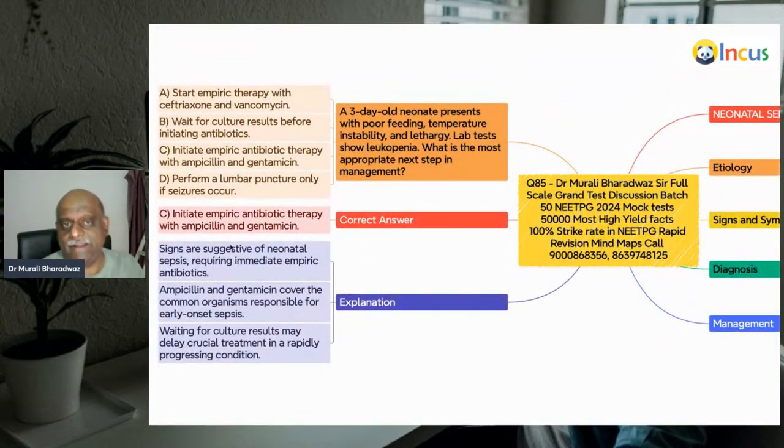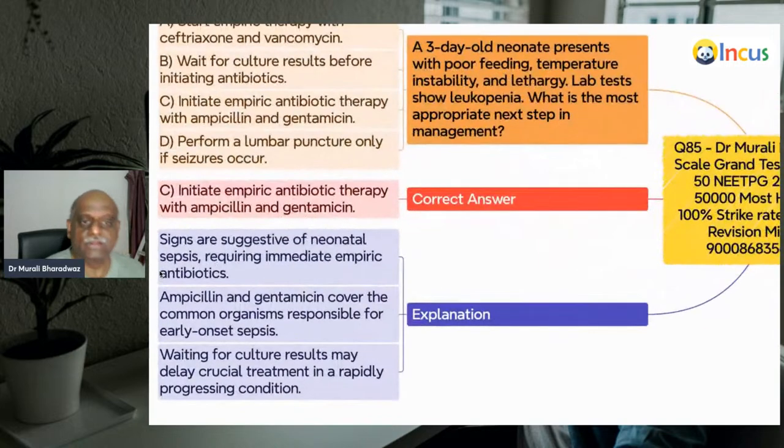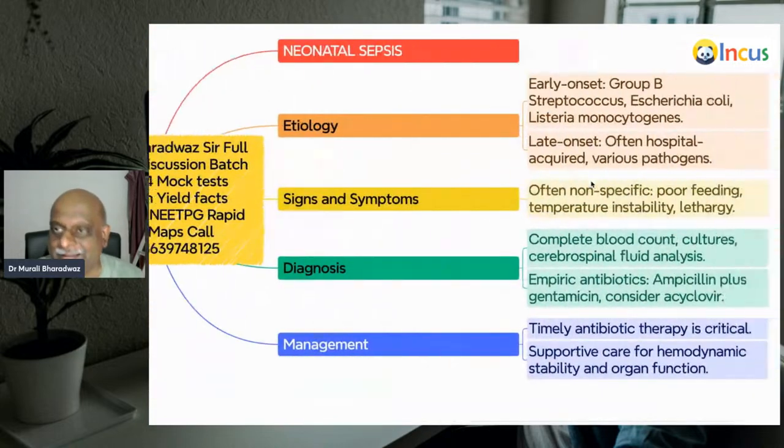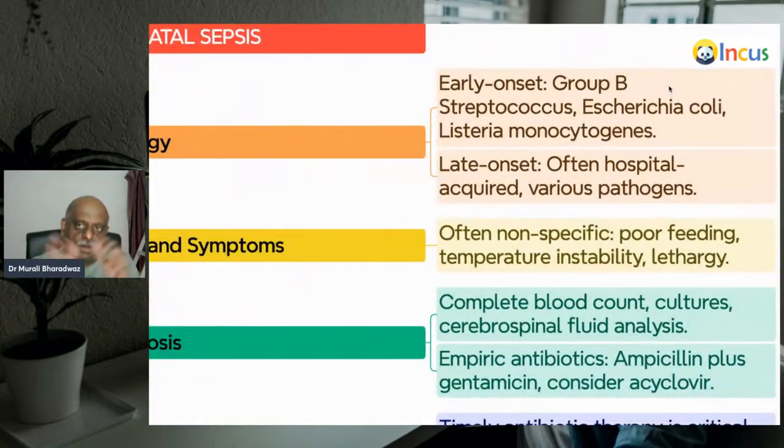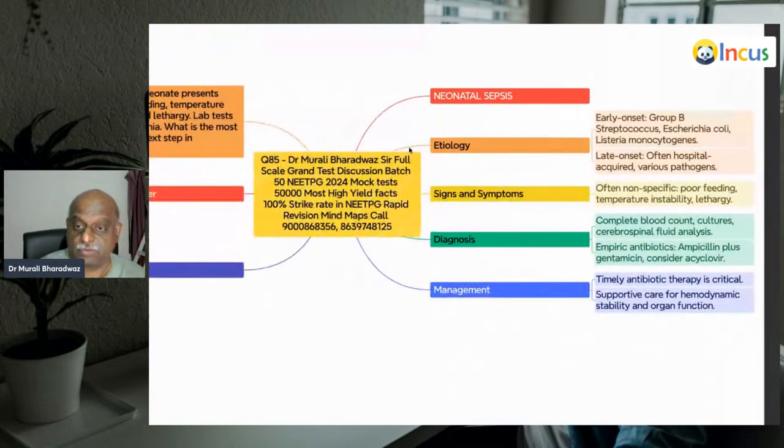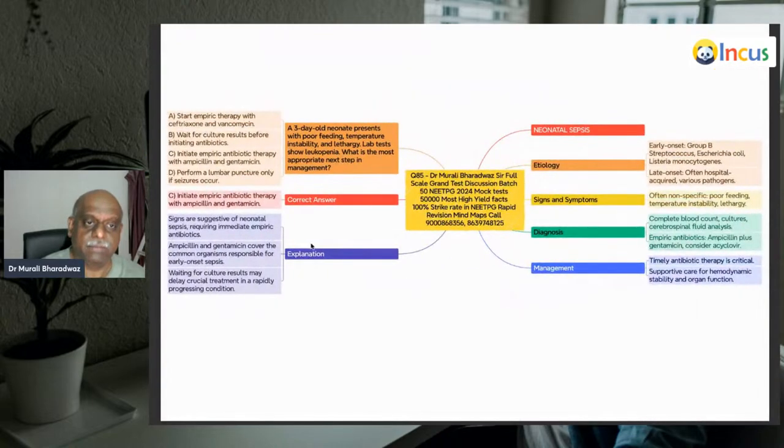3-day-old, poor feeding, temperature instability. So all this is suggestive of neonatal sepsis. You need to treat with ampicillin and gentamicin. So what is the cause of the early onset neonatal sepsis, doctor? Group B streptococcus, E. coli, listeria, they are the causes. Late onset ones are often hospital acquired and various pathogens are responsible, is what you need to remember.